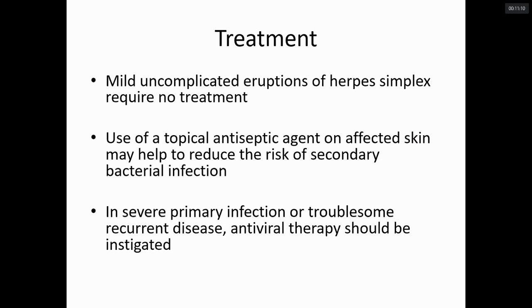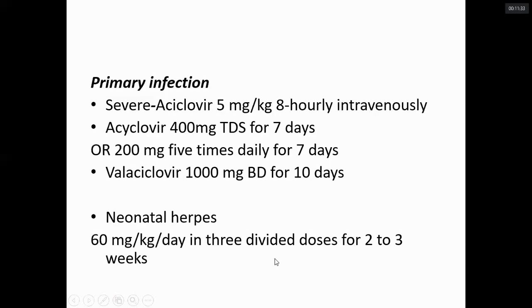Now the treatment. Mild uncomplicated eruptions of herpes simplex virus require no treatment, and use of a topical antiseptic agent on the affected skin helps to reduce the risk of secondary infection. However, in case of severe infection, we have to give antiviral therapy. In the primary infection, if it is severe, acyclovir is given intravenous, 5 mg per kg, IV 8 hourly.